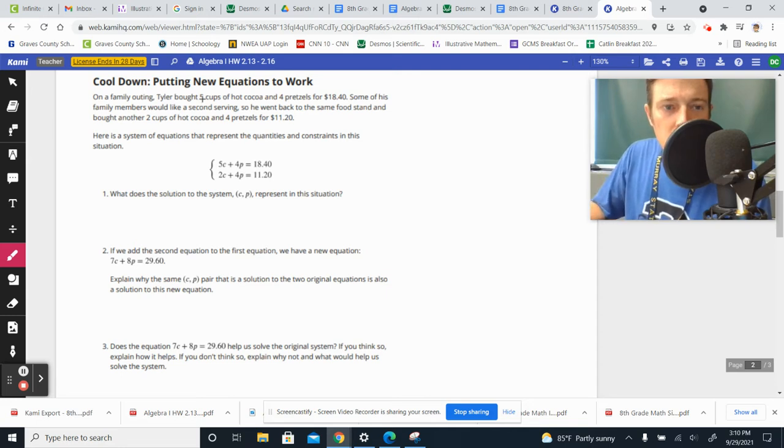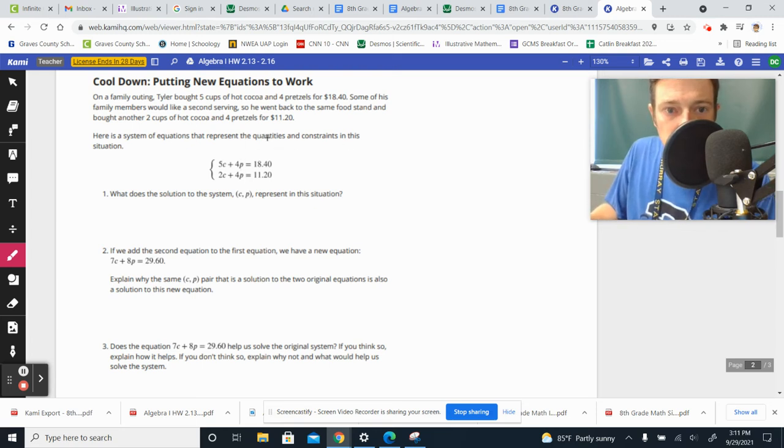So, on a family outing, Tyler bought 5 cups of hot cocoa and 4 pretzels for $18.40. Some of his family members would like a second serving, so he goes back to the same food stand, buys another 2 cups of hot cocoa and 4 pretzels for $11.20. So same food stand, same prices. Here's a system that represents the constraints for the situation.